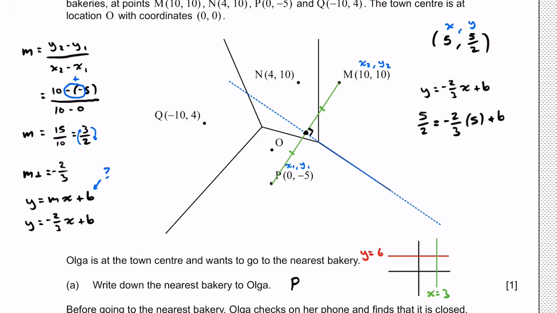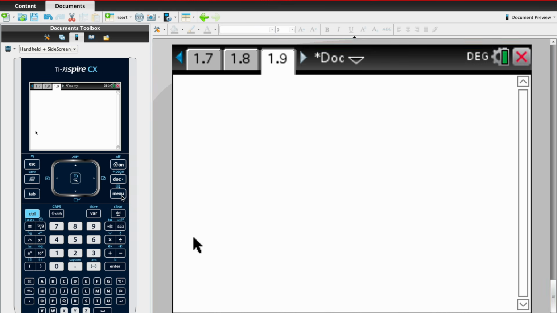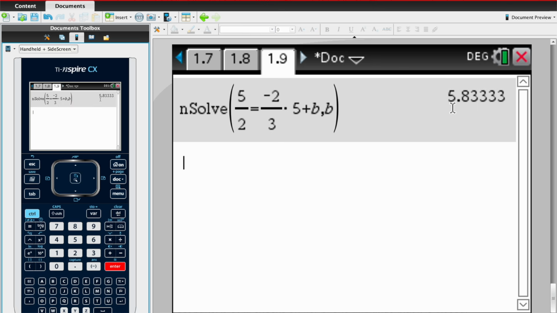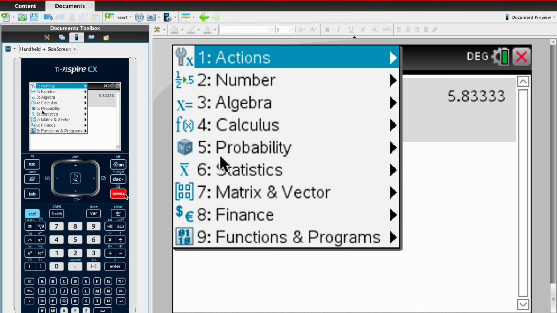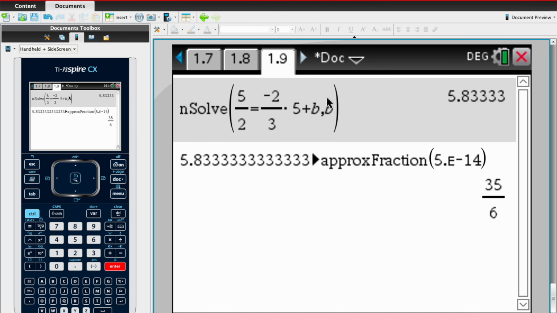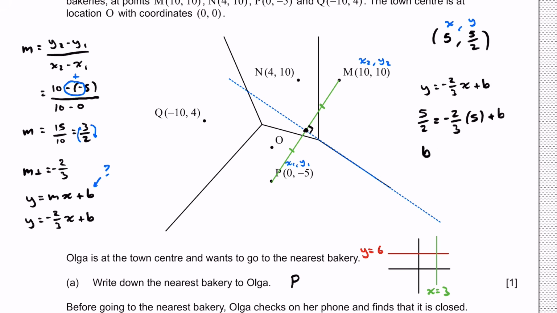All right, last step here, almost done. Let's solve this, and then we can find the y-intercept. Menu, algebra, numerical solve. 5 over 2 equals negative 2 over 3 times 5 plus b. Solve for b. Okay, 5.83333. If we want, we can get this as a fraction: 35 over 6. Let's go back to the document. The b we found was 35 over 6.